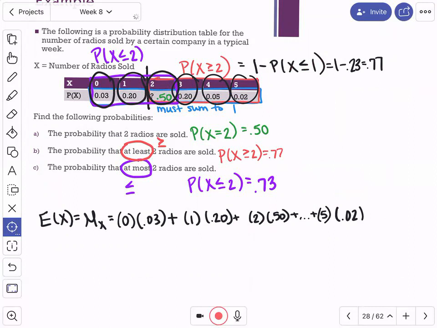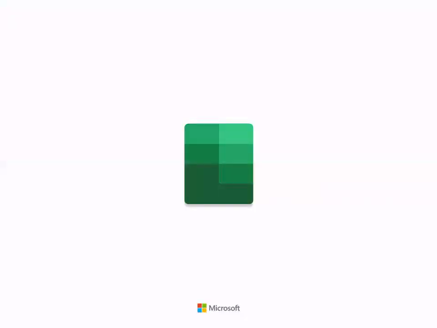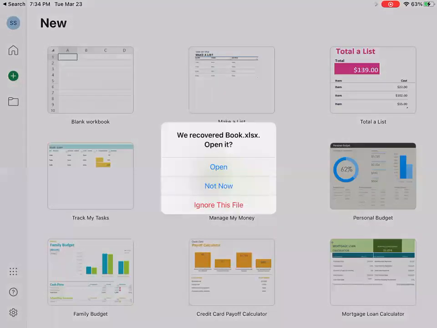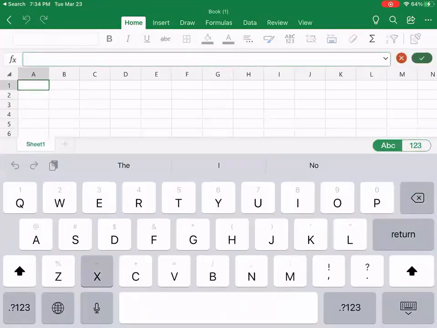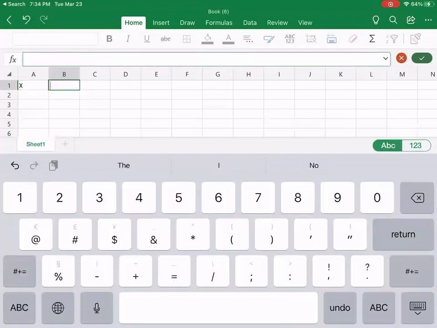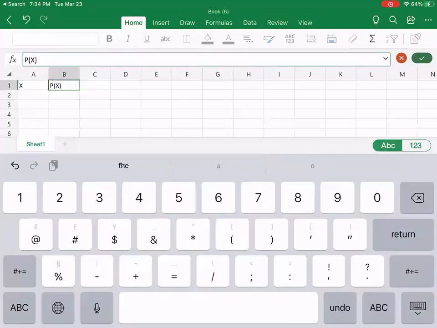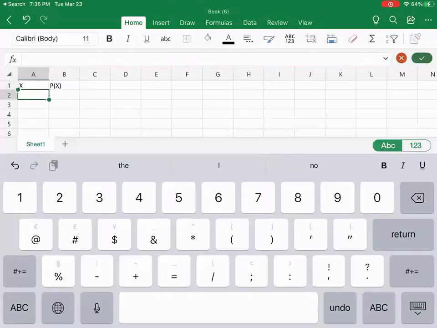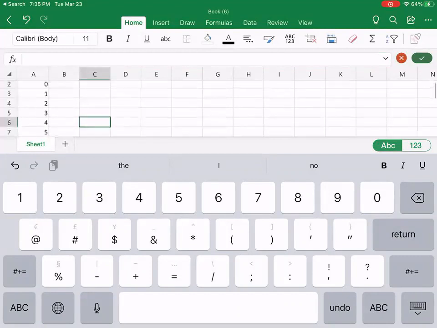So we're going to go to Excel and do this in Excel. If you have Excel open, all we're going to do is make 2 columns: an X column, and then a column for my probabilities, my P of X's. My X's were 0, 1, 2, 3, 4, and 5.